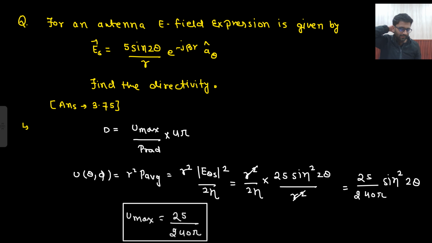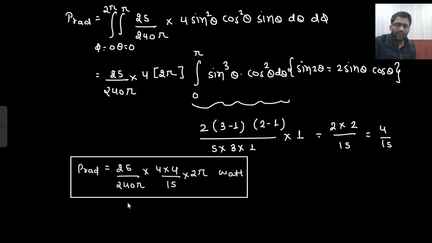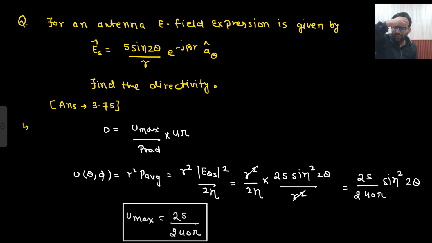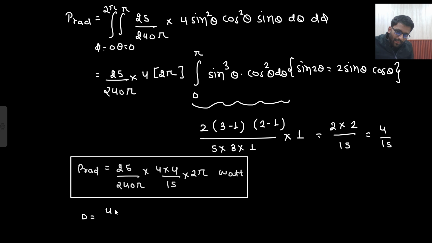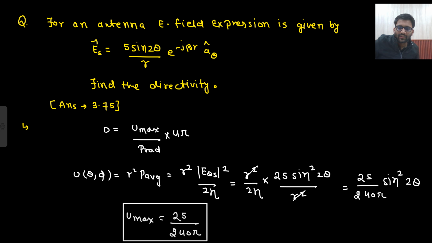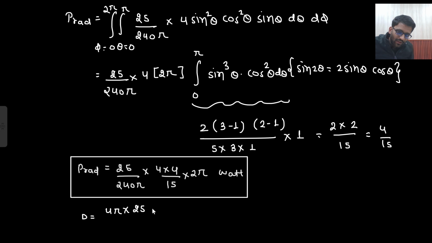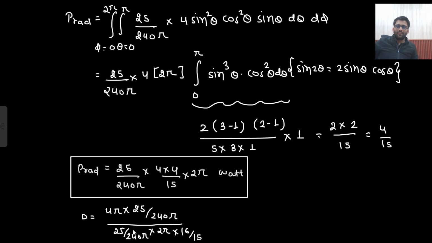Now P radiated you have got, U max is also there. Now you need to find directivity. So what will be directivity? 4 pi into U max. U max is 25 divided by 240 pi, upon P radiated, that is 25 divided by 240 pi into 2 pi into 16 by 15. Okay, so this is getting cancelled and this is 2. So what we are getting? This goes upward, 30 by 16.